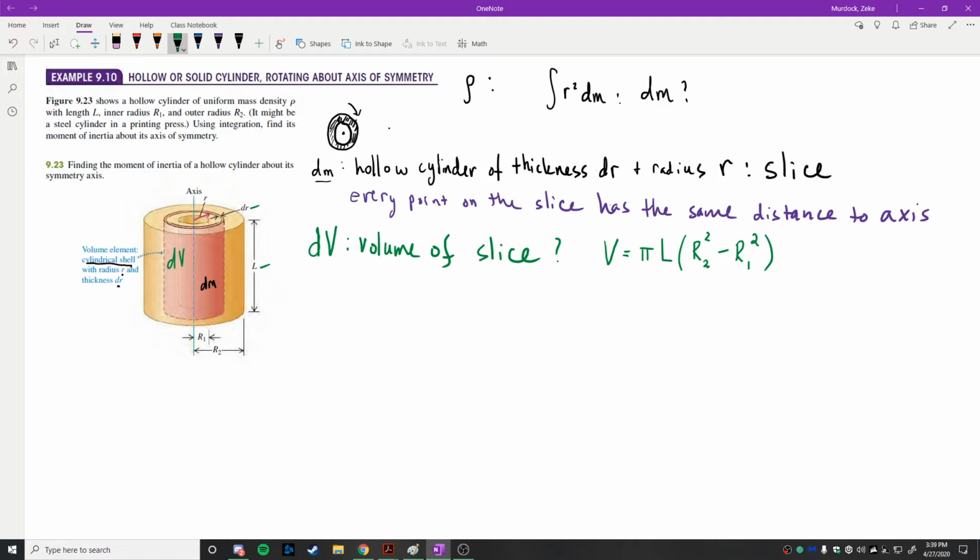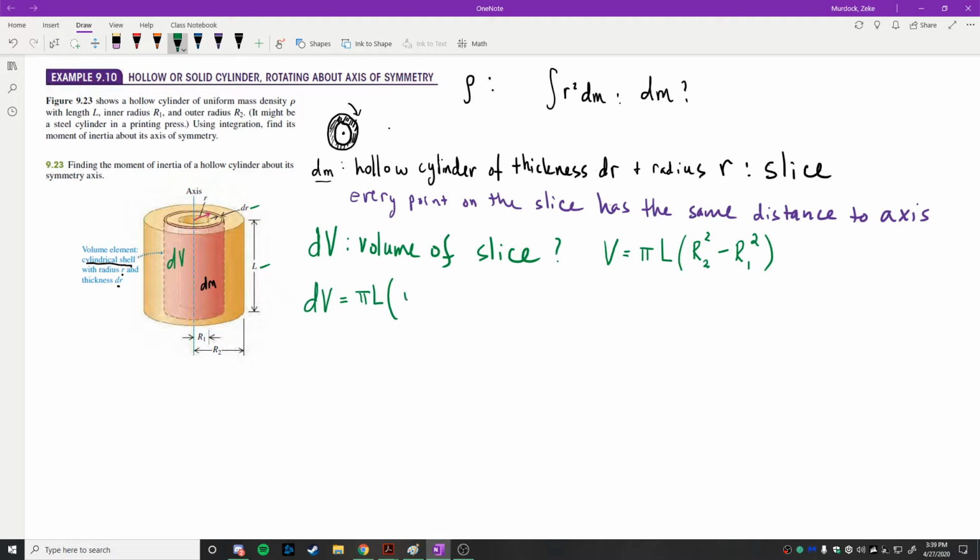Pi r squared would be the area of the top. You multiply by the length, that gives you the volume. But then you subtract out the hole. Okay? So if you wanted to do the same thing for our slice, dV, then I think you would do something like this, right? You're going to do basically pi L times r outer squared minus r inner squared.